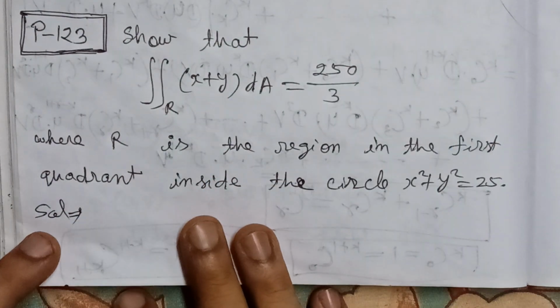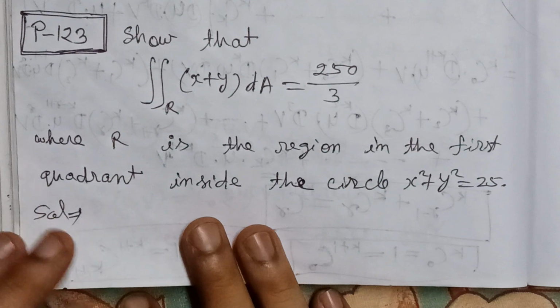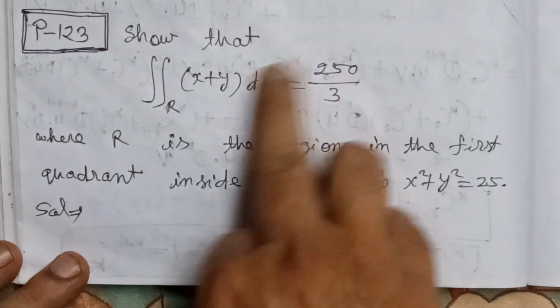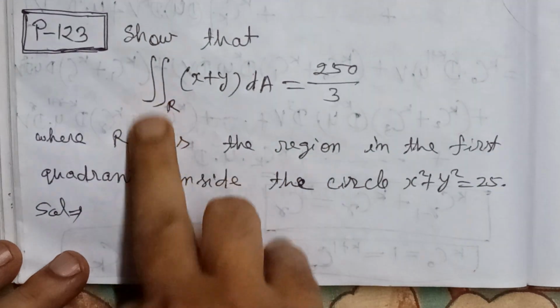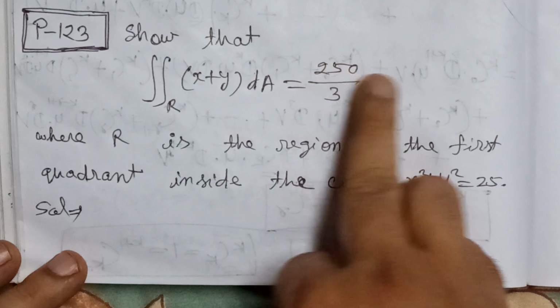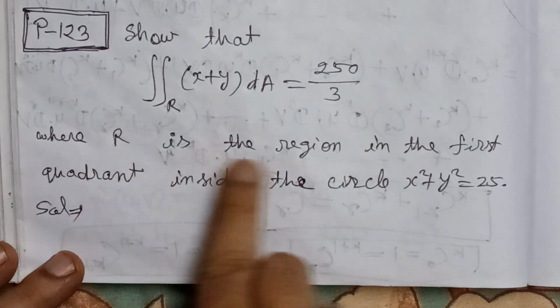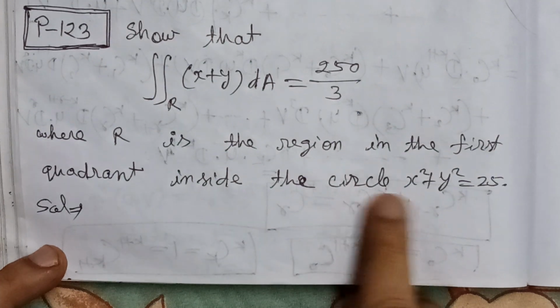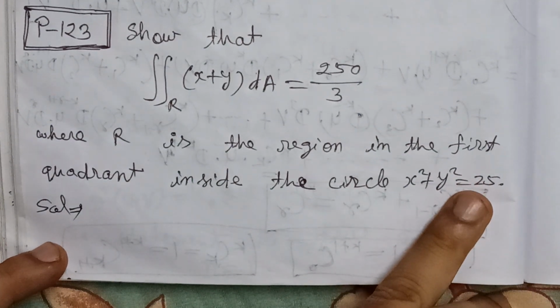This problem is related to the chapter multiple integral of integral calculus. Show that the double integration of (x plus y) dA over region R is equal to 250 upon 3, where R is the region in the first quadrant inside the circle x square plus y square is equal to 25.